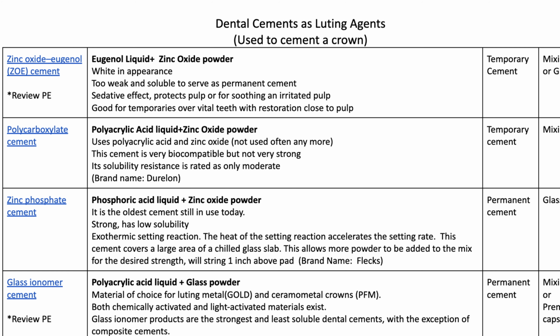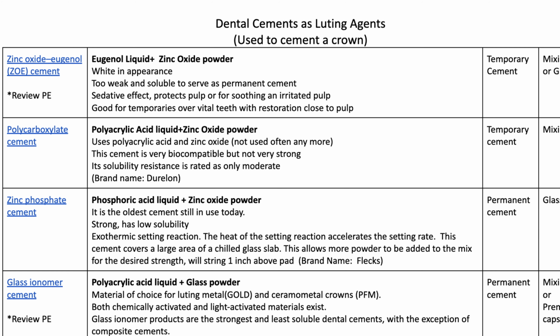But this one in particular is going to be too weak and too soluble. Soluble means that it'll dissolve quickly over time as it's in the mouth and mixing with saliva, to be a permanent cement. So this is really great for something temporary, 1 to 2 weeks, and then we would want something more permanent. It also has a sedative effect. We've talked a little bit about this in the past, that eugenol is really great for protecting pulp chambers, soothing that irritated pulp chamber. So it has that sedative effect. Good for temporaries over vital teeth.